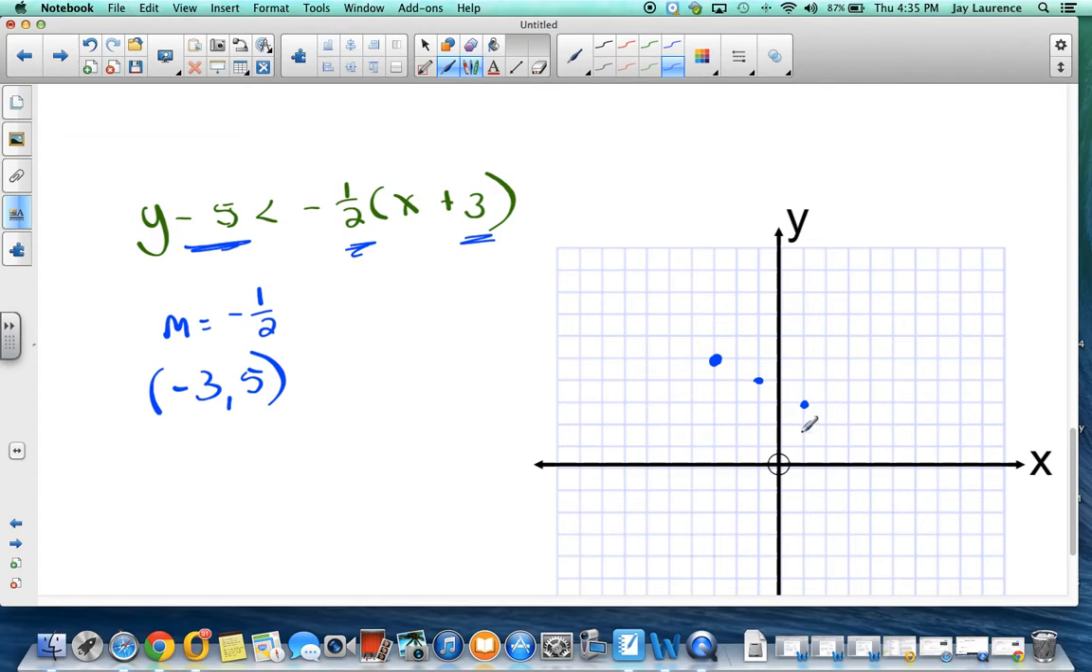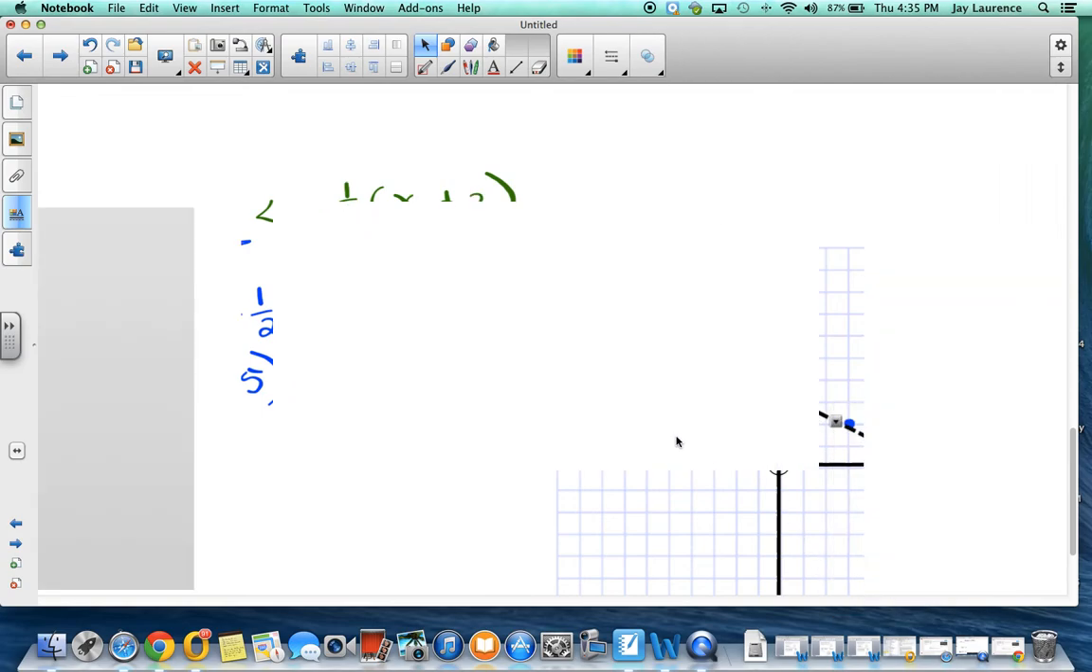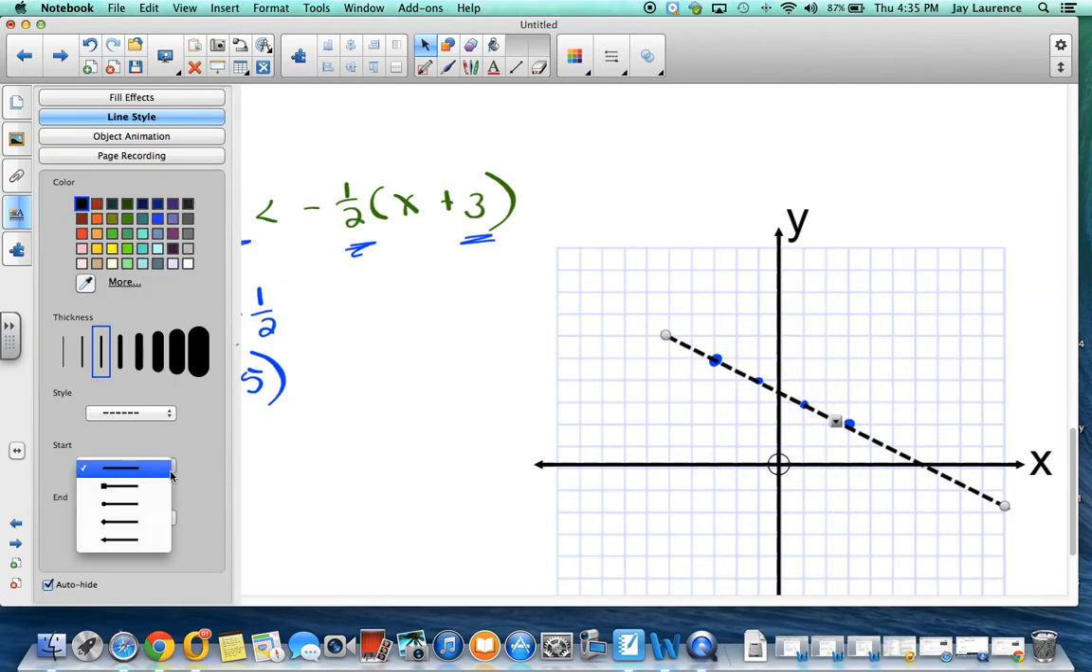Remember, I just said that if I had a negative slope, it would go down to the right. Now, it's not equal to, so it's going to be a broken line. Right? Something like that. Okay. And all right.